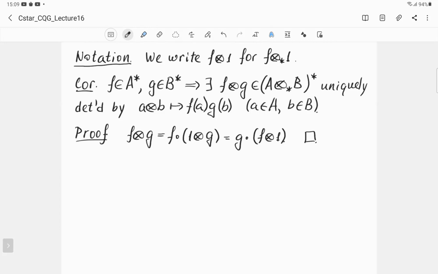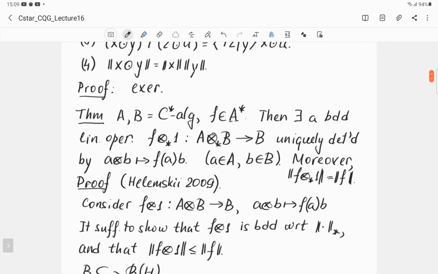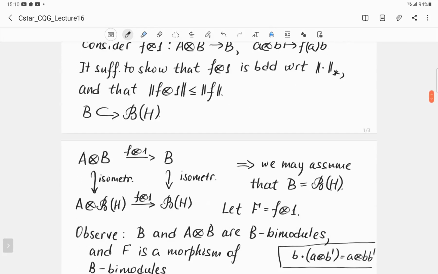By the way, it's interesting to remark that it's essential that we work with linear functionals here and not with arbitrary linear operators. Of course, if we replace the minimal tensor product by the algebraic tensor product or by the projective tensor product of Banach spaces, then we can perform a similar construction for linear operators. But this is not possible in the context of C-star algebras.